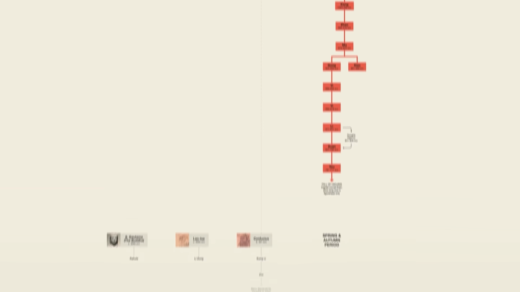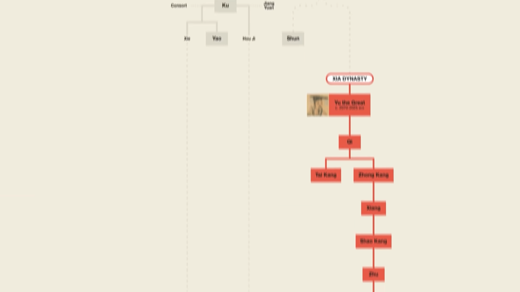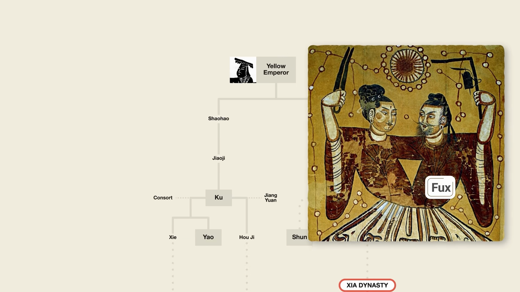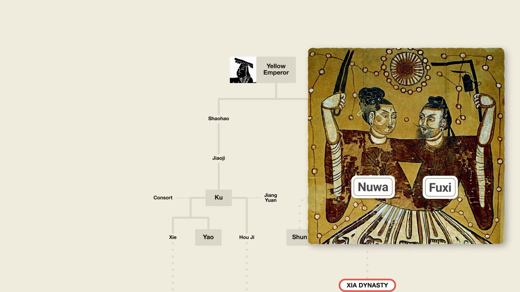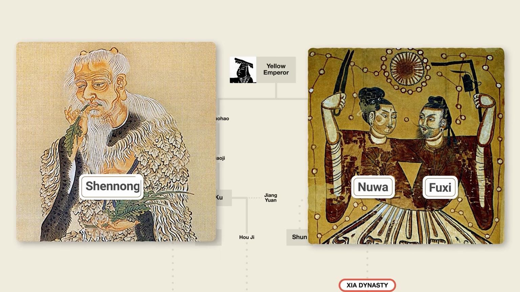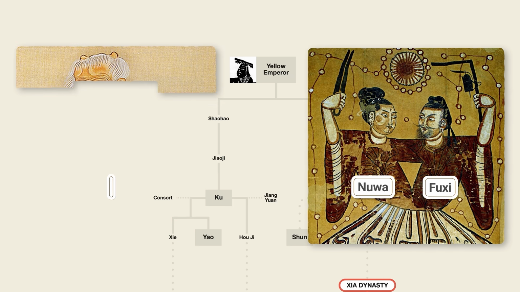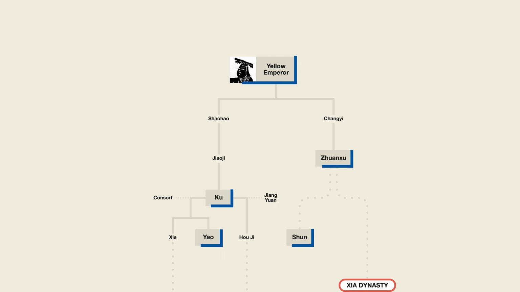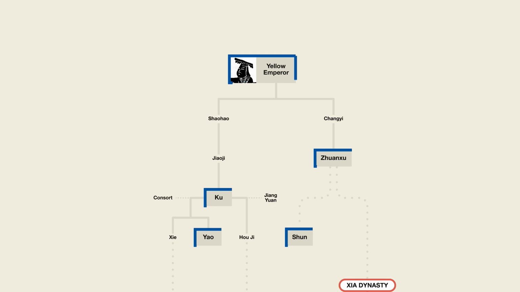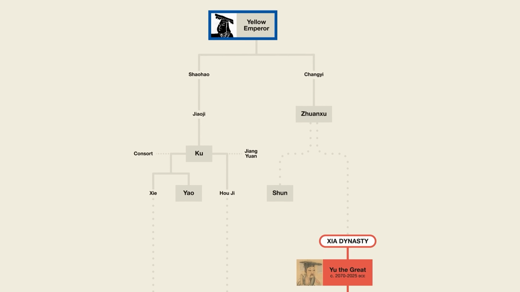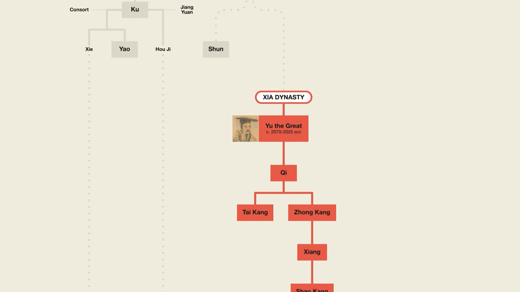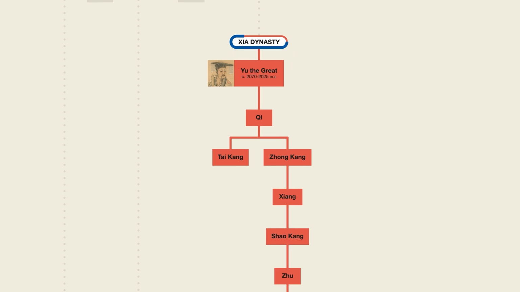According to legend, Chinese history begins with the three sovereigns, Fuxi and Nua, who created humans, and Shennong, who invented farming. They are then followed by five legendary emperors, the first of which, called the Yellow Emperor, is considered to be the founder of China. However, the first dynasty is considered to be the Xia dynasty, which was founded by Yu the Great, who, according to legend, was the first to control the floods that occur along the Yellow River.